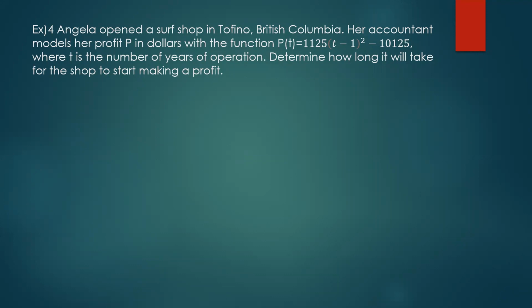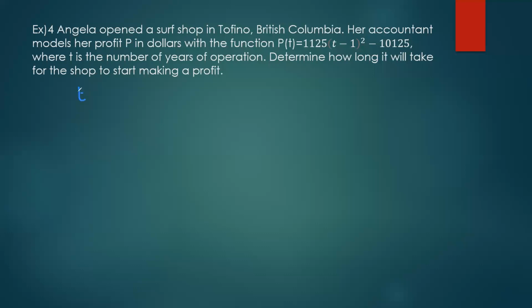Her accountant models her profit P dollars with the function P of T equals 1125 (T minus 1) squared minus 1025, where T is the number of years of the operation. Determine how long it will take for the shop to start making profit. So let's just write down everything we know.